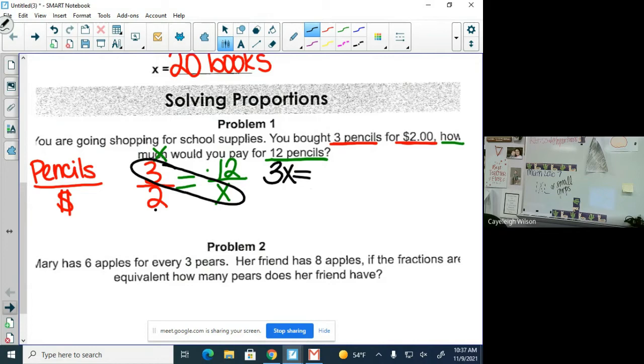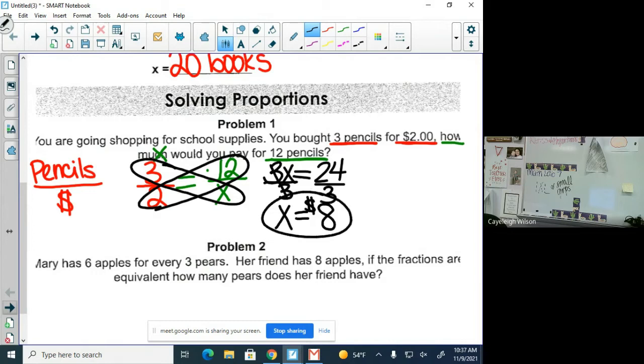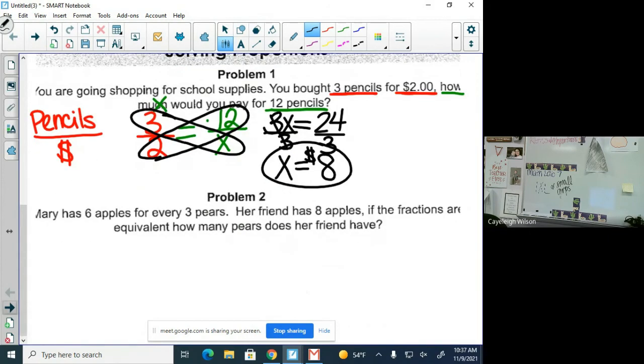All right, 2 times 12 is 24. And then I solve that one-step equation, so I'll divide by 3, and X equals 8. And the last thing is to label your answer. So what was I finding? I was finding how much would I pay. So that 8 represents the money. So this answer is $8. Always label your answer. All right, let's do another one together.